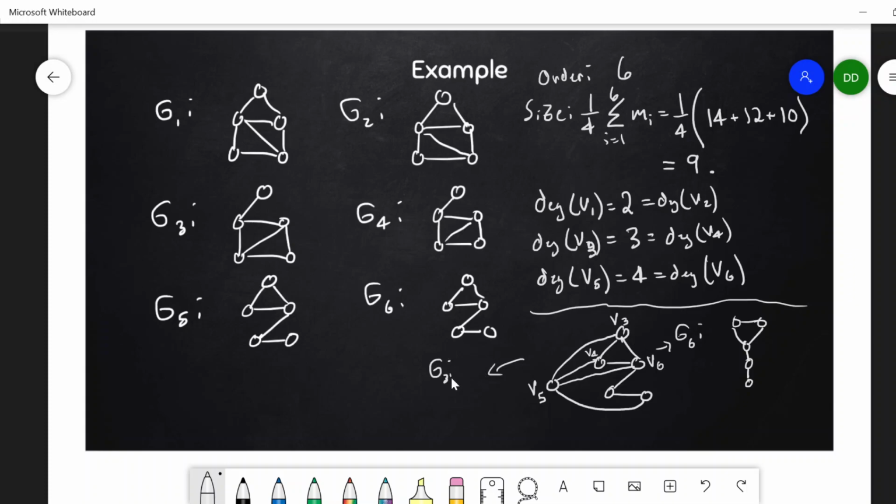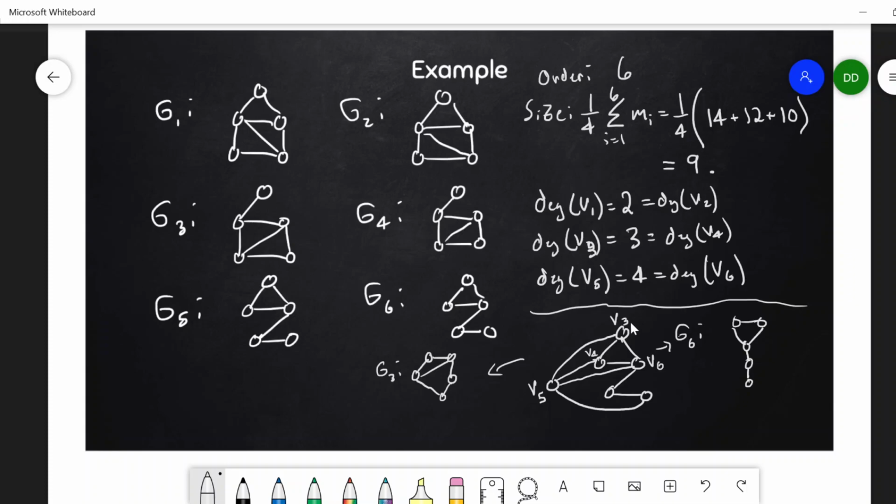What would I have here? Looks like I'd have this, I need some more room. G sub 3. I would have this triangle. I'd have V sub 5 adjacent to those two, and then I would still have V sub 6 coming down here to that one, and then back to V sub 5. Is that right? And that doesn't quite look right, does it?